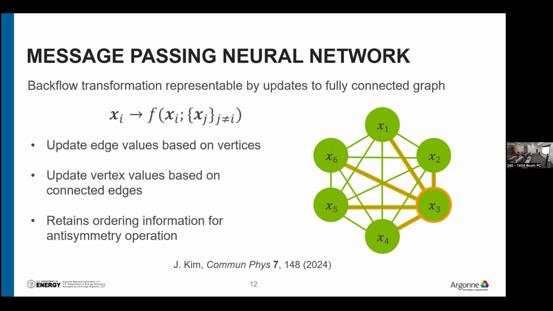that our coordinates are vertices of some graph. The edges have some value corresponding to those vertices, which can be updated. And then you can update the vertex values based on their connected edges. And this can be repeated as many times as you want for as complex of a transformation as you're interested in. Overall, this ends up retaining the ordering information that we need so that everything else I talked about functions.